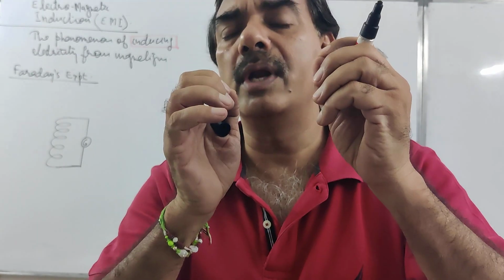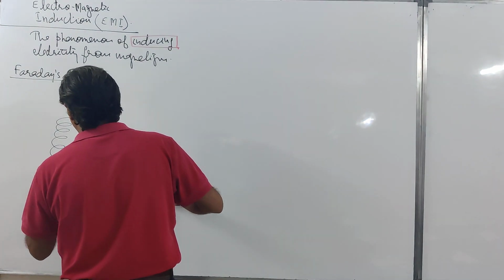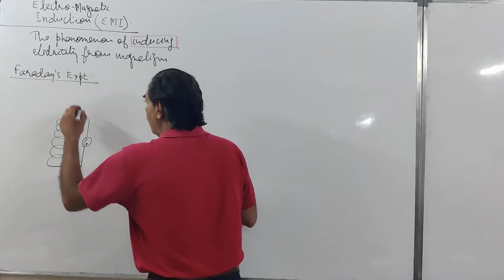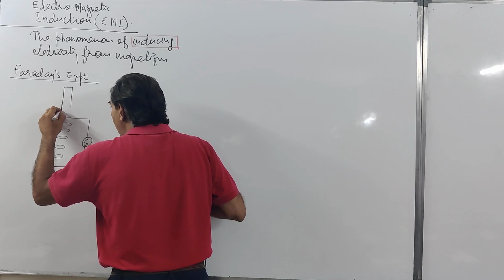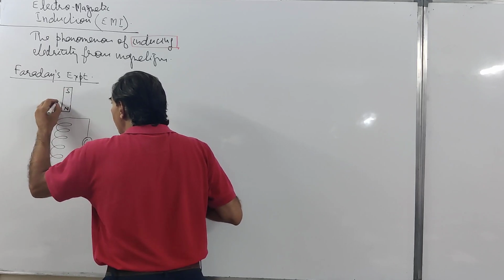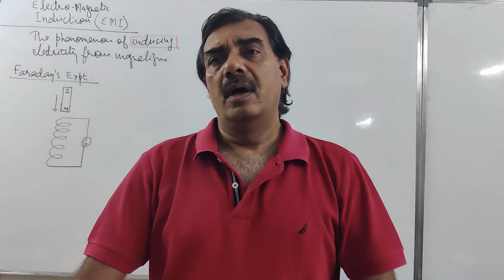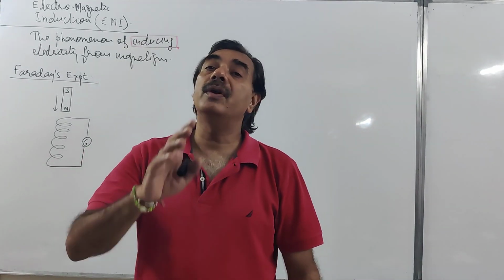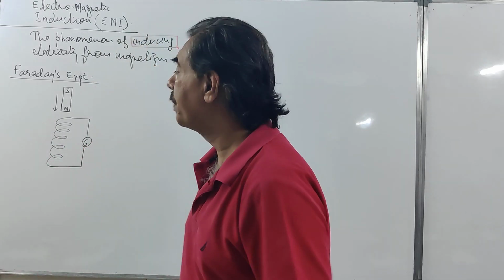For a source we must have some cell or battery attached. Here there is no battery attached. We just have a galvanometer attached. He took a magnet and tried to move the magnet towards the coil. Now, what did he observe? He observed that there was a deflection in the galvanometer when the magnet is moving with respect to the coil.